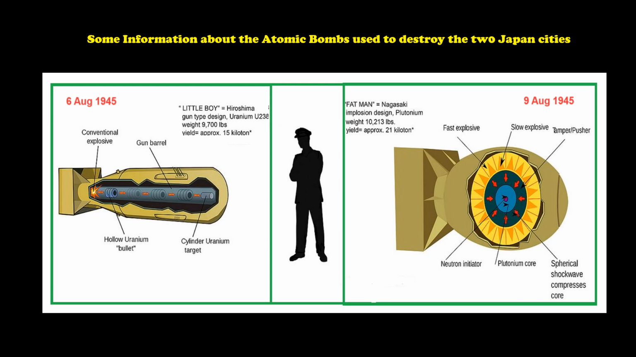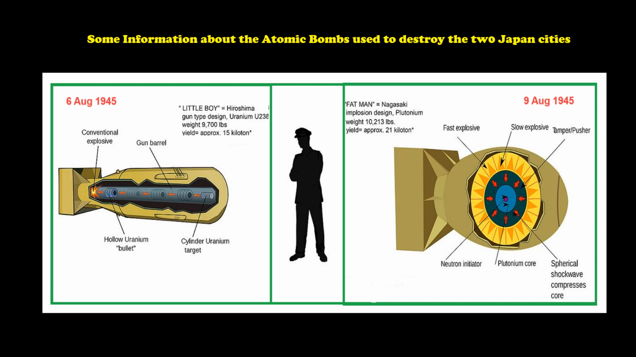But the other one was named Fat Man, and its principle was plutonium. So both of them use the fission concept, but this is uranium and this is plutonium. And that's why the destruction power of this was higher than that one. This was 15 kiloton TNT, but this is 21 kiloton TNT.